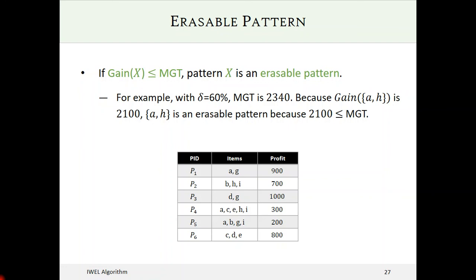If the problem is as simple as we already talked about, we can say that if the gain of X, or pattern X, is less than or equal to the maximum threshold, then pattern X is an erasable pattern. For example, with delta equal to 60%, we saw that the maximum threshold will be 2340 because the gain of pattern AH was 2100. AH is an erasable pattern as 2100 is less than or equal to MGT. More precisely, this means we cannot purchase components A and H anymore. Although we cannot manufacture any more products 1, 2, and 5 due to the lack of A and H, the loss of the gain caused by these products is so-called controllable, meaning it's less than 60% of the total gain of the factory.